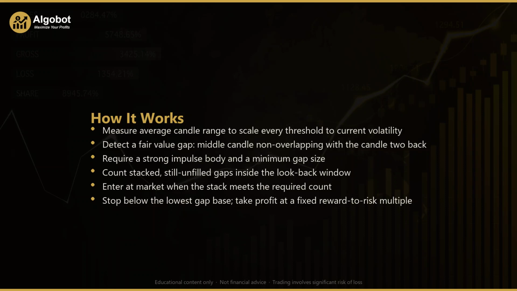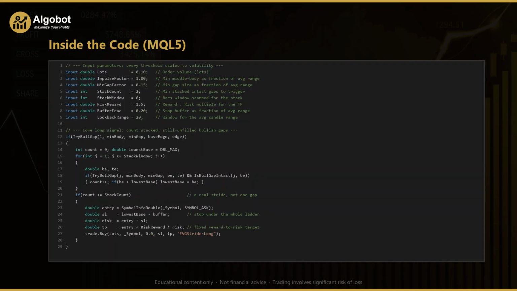The risk is the distance from entry to stop, and the take profit is set that distance multiplied by the reward to risk value, by default 1.5, above the entry. The bearish case is the exact mirror: stacked down vacuums from bearish thrusts, a sell at the bid, and a stop placed above the highest gap base. Let's read the actual MetaTrader code on screen.